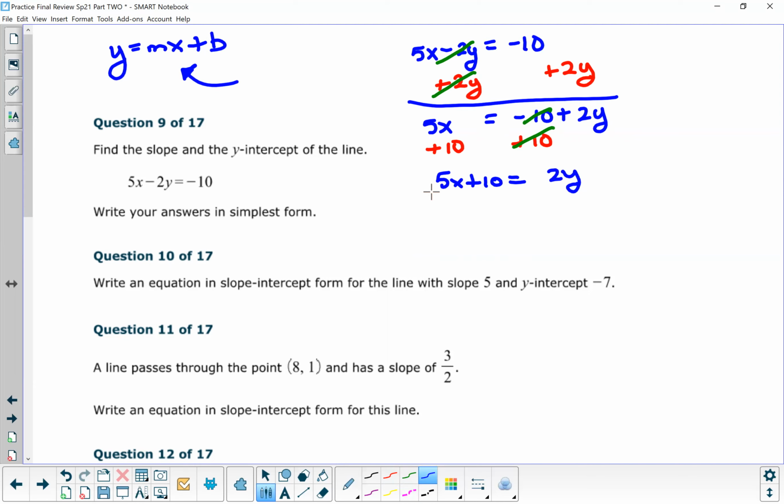So notice how this was friendlier to do this way. Instead, you could have subtracted the 5x from the beginning, but then everything would have been negative, and I didn't want that. So now I'm going to divide both sides by 2. So I got 5x over 2 plus 10 over 2 equals y. So that means the slope is 5 over 2 and the y-intercept is 5.